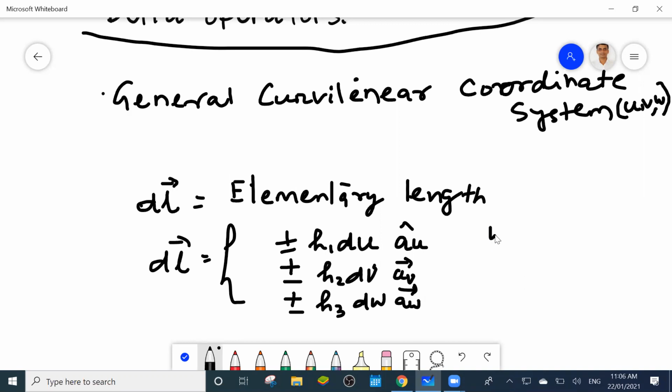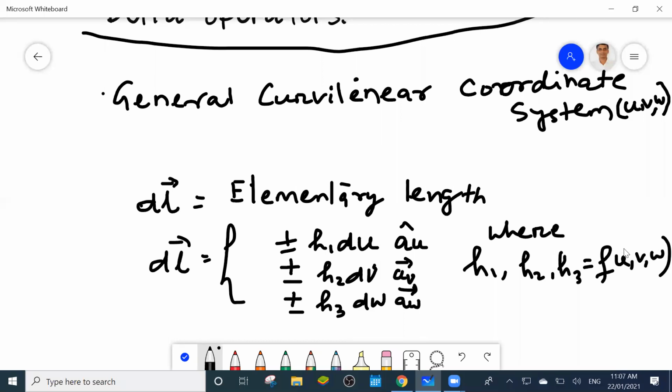Sir, A unit vector, sir. au is the unit vector along x direction, suppose if it is Cartesian coordinate system. Sir, H2 and H3. These are H1, H2, H3, and they are functions of u, v, w. I'll explain all these things. Okay, now only you write up to this.